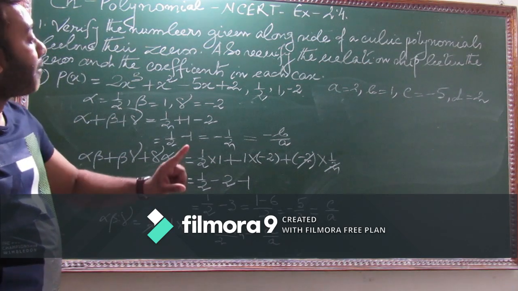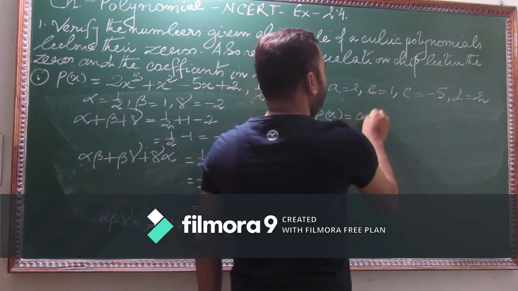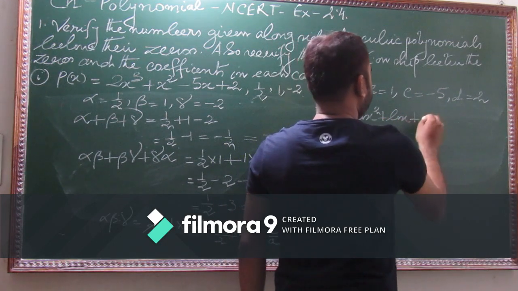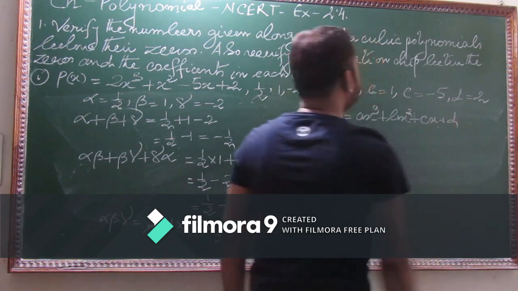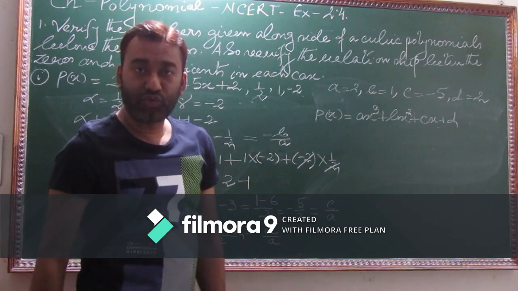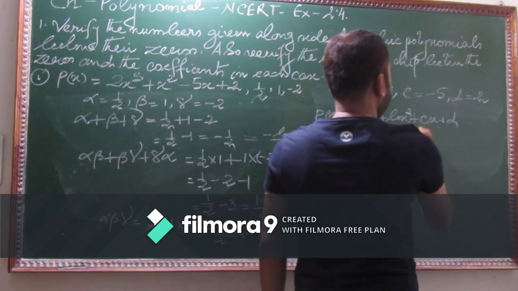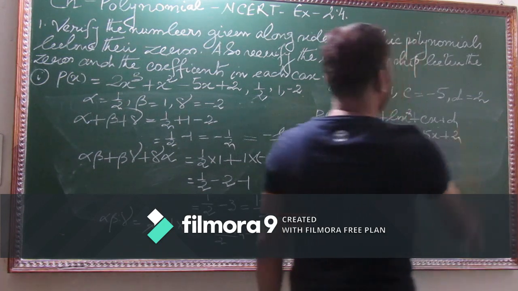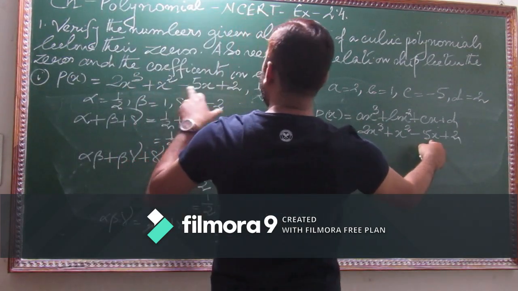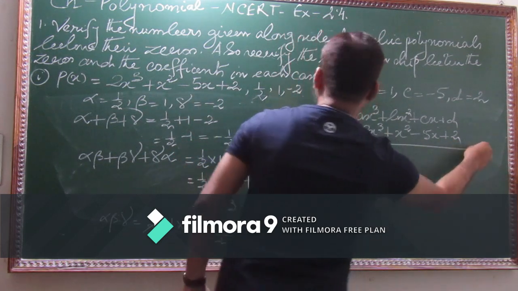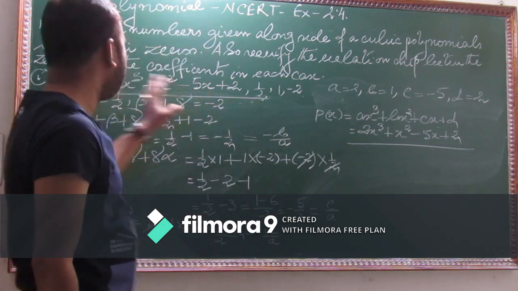Now what I have to find? I have to reach the polynomial. So you know that the equation of the polynomial p(x) is ax cube plus bx square plus cx plus d. Now my value of a is 2, so I am going to put a equal to 2. So this is 2x cube plus x square minus 5x plus 2. That means this is matching with the given polynomial. So from the zeros I can reach the polynomial.